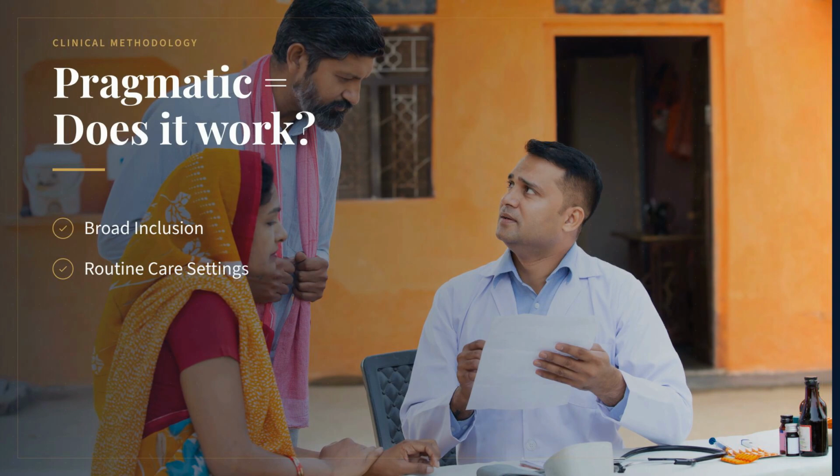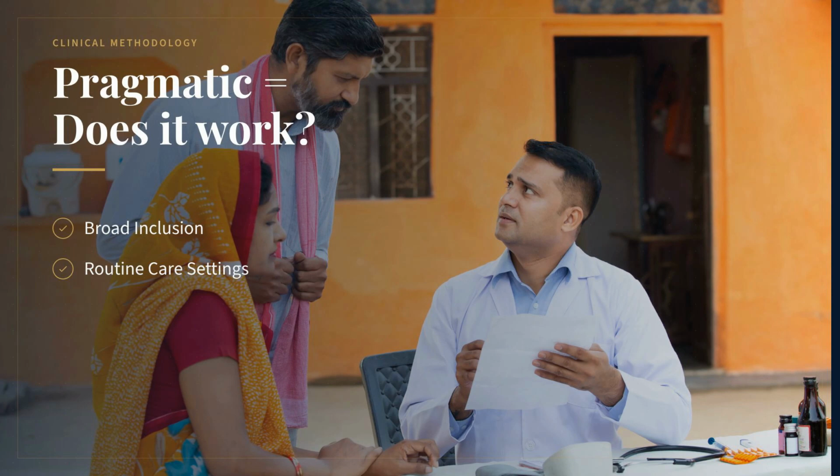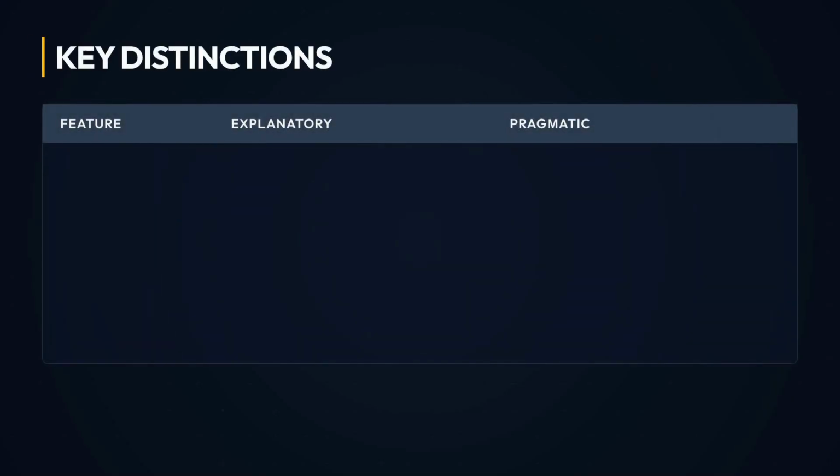Think about this. If we test a salt reduction program in a village, we don't control what every person eats. We just see if the program actually lowers the village's average blood pressure despite the chaos of real life. These two designs sound similar, but they are not the same. Let's look at the key differences.